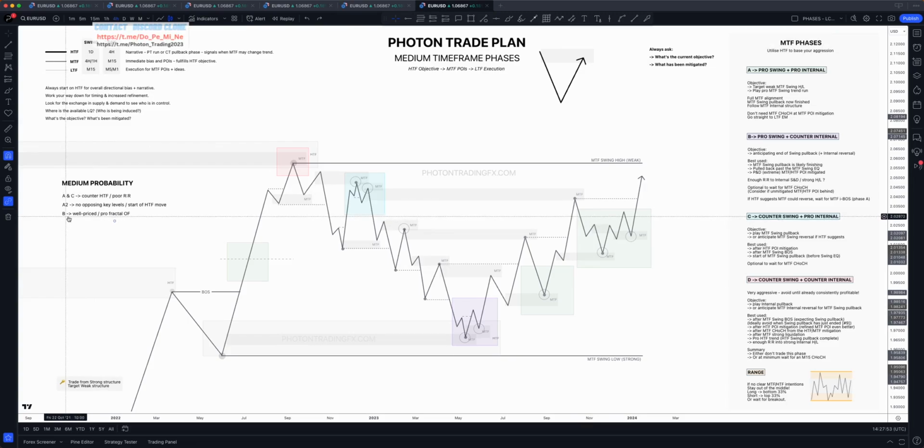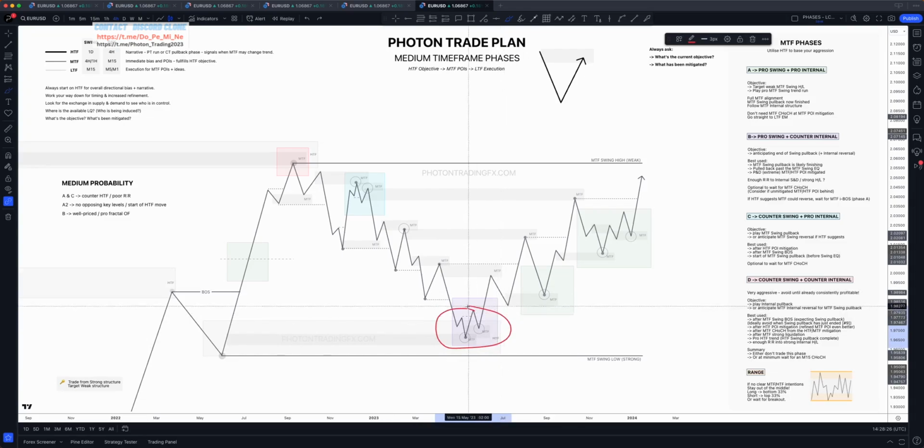And the final one is phase B. In my mind, phase B will never really go into the category of high probability because you are trading counter internal. So it is good that we're pro swing, but I don't love trading counter internal because the internal structure is more of the immediate price action. It's the immediate order flow. It's the immediate direction of the session. And if you're trading against it, in my opinion, that's never really going to be as high probability as it could be, right? I like trading pro internal the majority of the time.